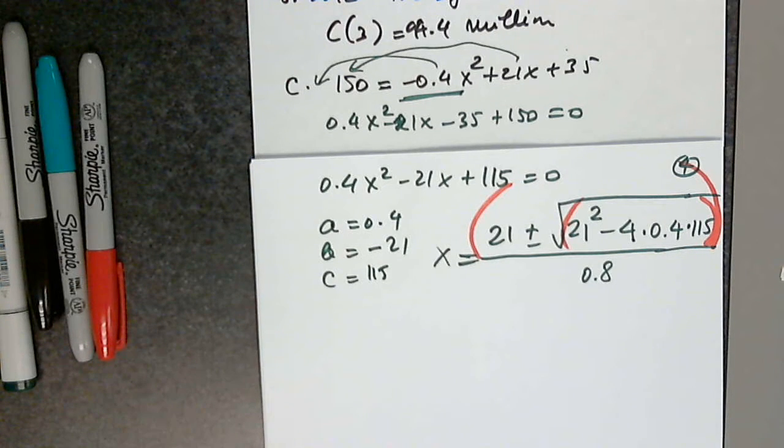0.4. I'm sorry, I put 0.4 first. I'm sorry. Times 4, doesn't matter. Times 115. Close the parenthesis. Go outside. Close the parenthesis. And divide everything by 0.8. If the denominator were not just one term, I would have put that denominator in parentheses as well. But it only has one term. And then press enter.